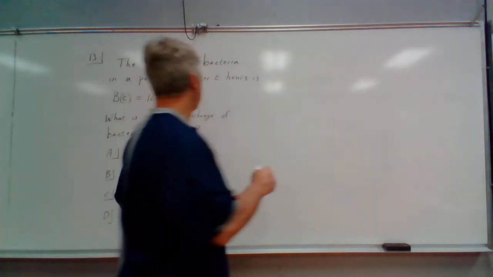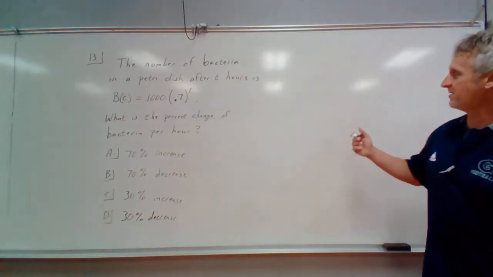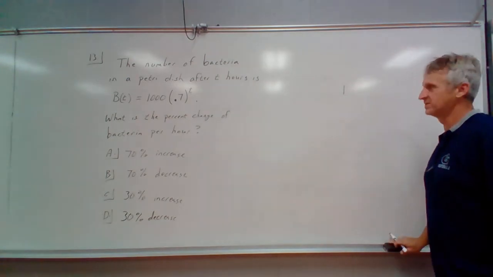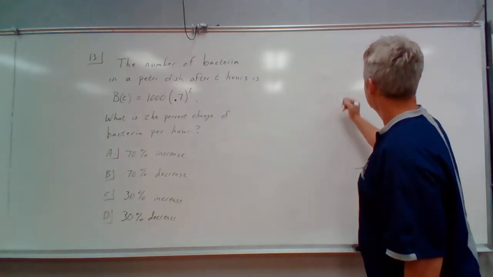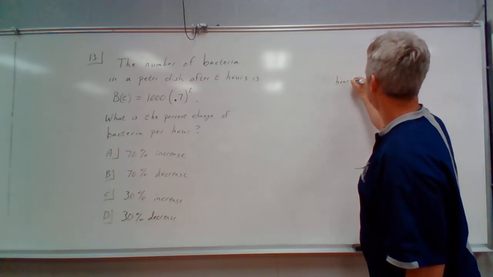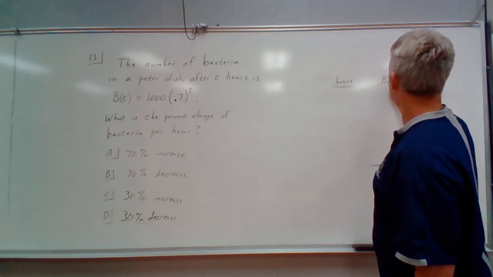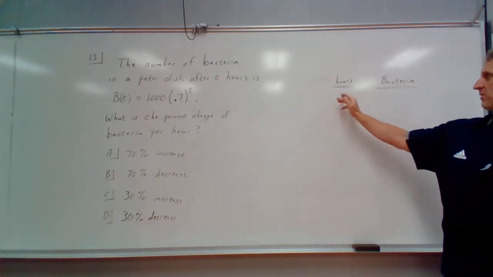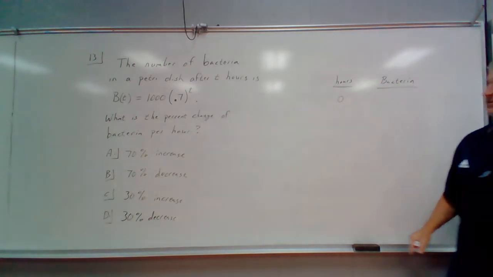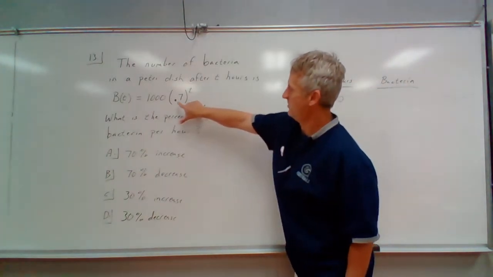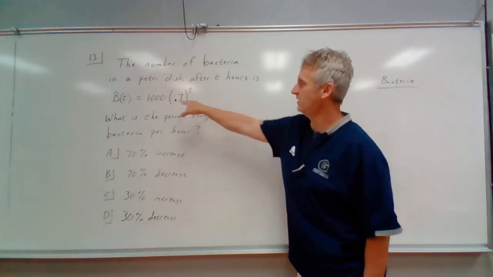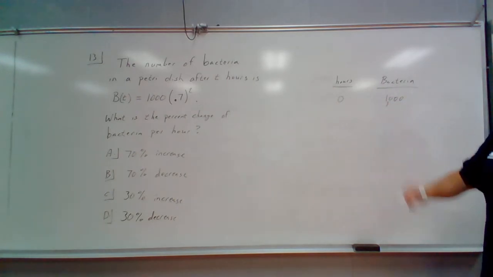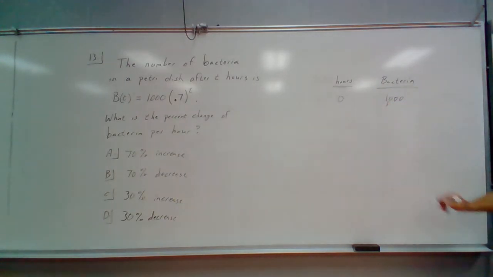All right, so let's just plug in some numbers and see what happens. Let's start with 0. So let's make a table. Hours and bacteria. So after 0 hours, how many bacteria are there? Plug in 0. 0.7 to the 0 is 1. 1,000 times 1 is 1,000. So we start out with 1,000 bacteria.